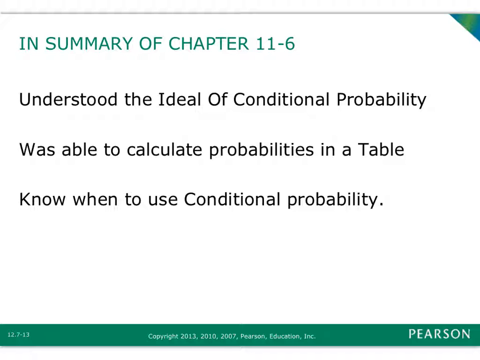So in summary, in Chapter 11.6, we understood the idea of conditional probability. We understood the formula of probability of the given statement. And we were able to calculate probabilities in a table, and we know when to use conditional probabilities. So that concludes Chapter 11 in probability that we're going to cover this semester. We will be starting statistics after our exam.